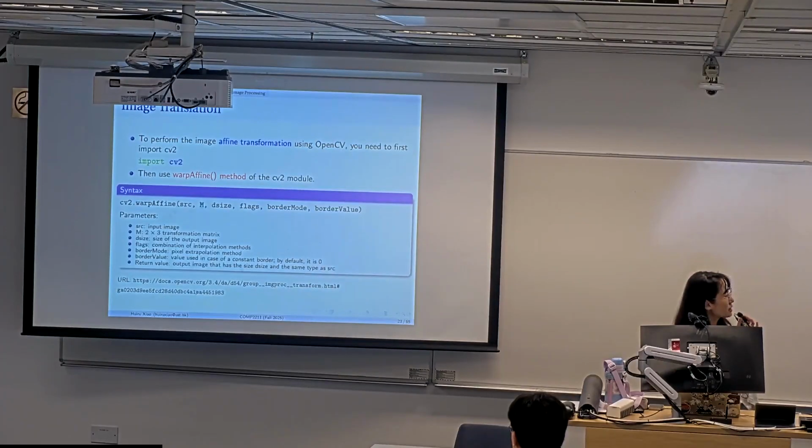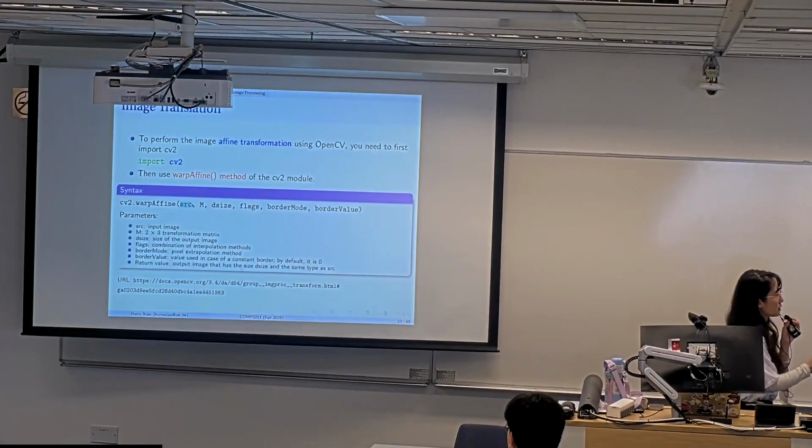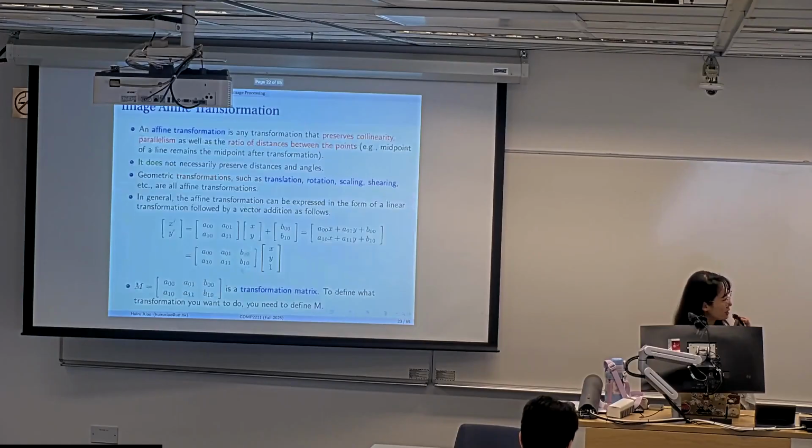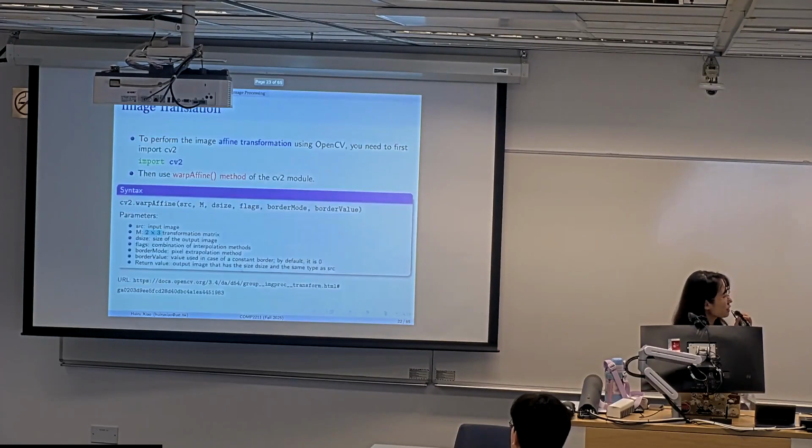So for this src, it represents source. This source means the input image you want OpenCV to do the transformation for. And M is the transformation matrix. By definition, any transformation matrix must have the shape 2×3, as we derived here. And the dsize argument is the size of the output image.